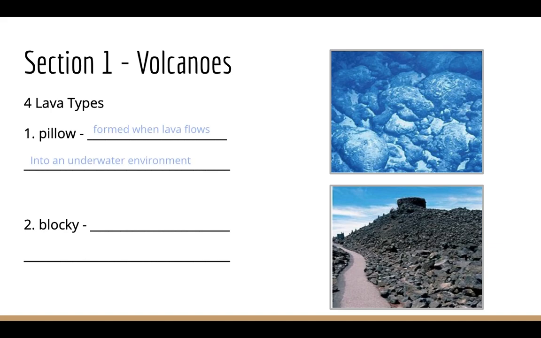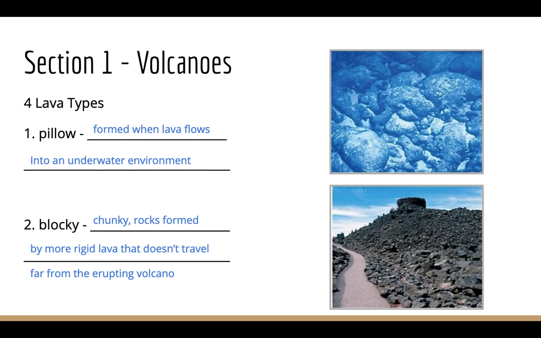And then finally, we have blocky as well. That's due to a more rigid lava type that has a higher viscosity, and as a result, it doesn't travel very far from that top of the volcano vent. So it forms those rocky, blocky layers that we see.